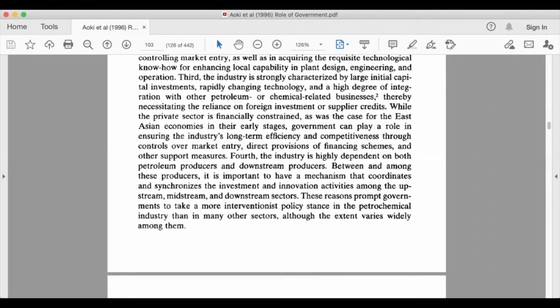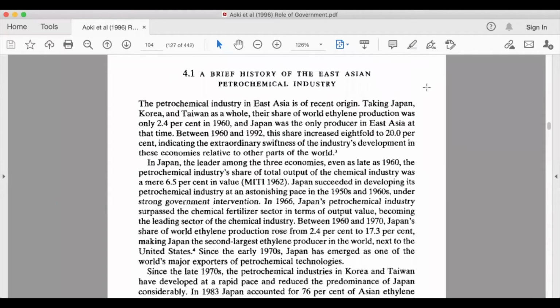These reasons prompt governments to take a more interventionist policy stance in the petrochemical industry than in many other sectors, although the extent varies widely among them. These are the broad outlines of the huge success story that they're documenting.